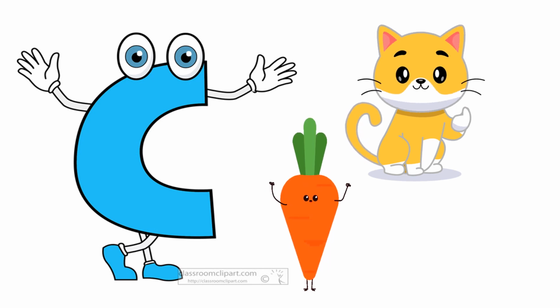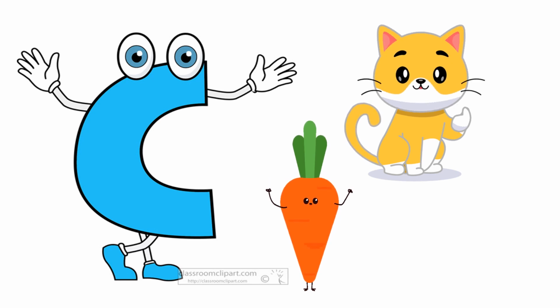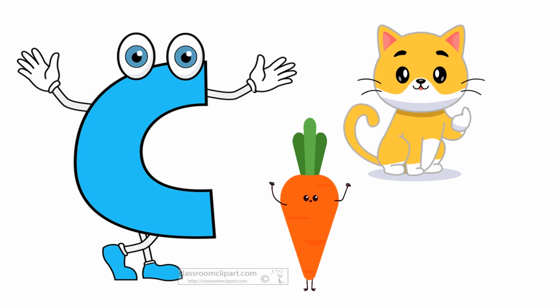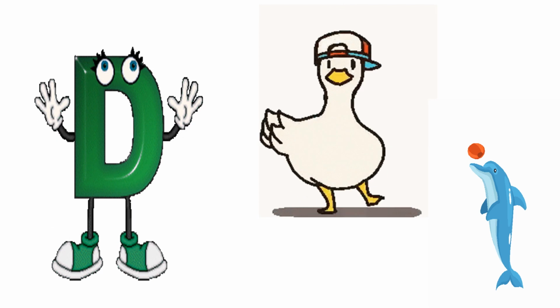C says K. K, K, cat. K, K, carrot. So in all these words, which sound is coming? K. All right, so the next word is D.